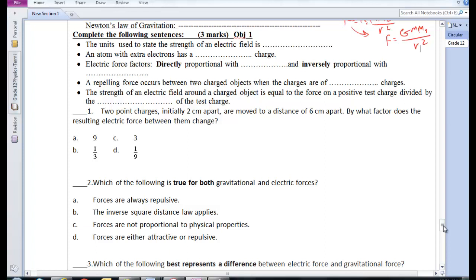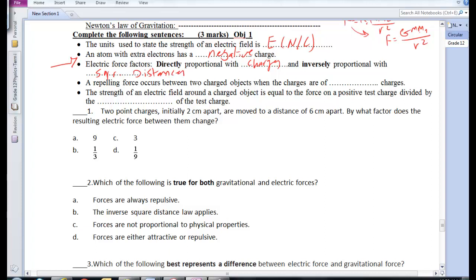The units used to state the strength of an electric field: the strength of the electric field is E, and the unit of E is Newton per Coulomb. An atom with extra electrons has what charge? Extra electrons means it has a negative charge. Electric force factors: directly proportional, and this is a statement of Coulomb's law. Electric force is directly proportional to the electric charge and inversely proportional to the square of the distance between the charges.